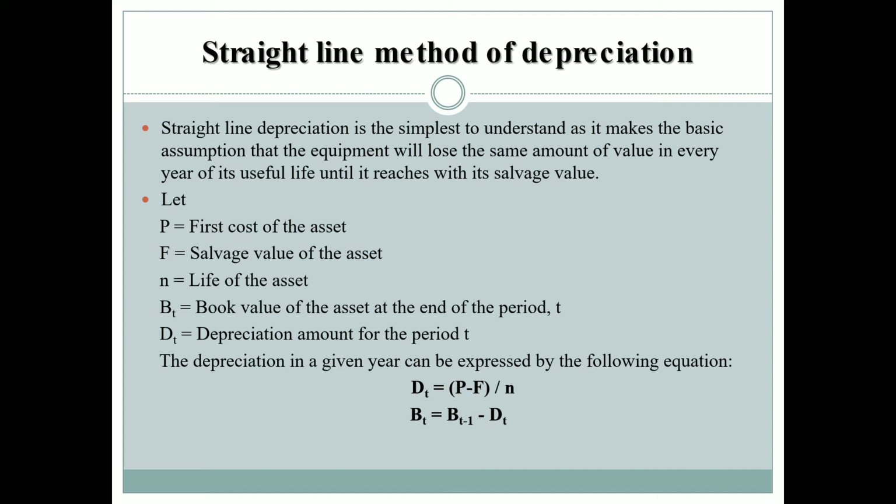Whereas BT is nothing but the book value. Book value BT is equal to BT minus 1 minus DT, in the sense if I want to find out the book value during the 10th year, I want to consider the book value of the 9th year minus DT, which is nothing but the depreciation amount for the period T. So this will be easily understood when we solve some problems based on this.